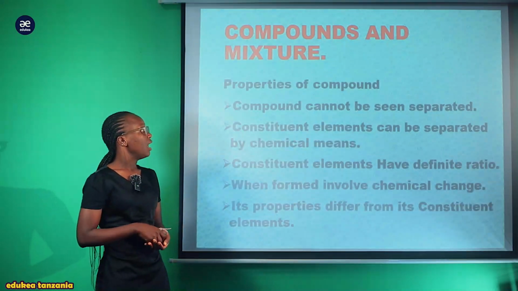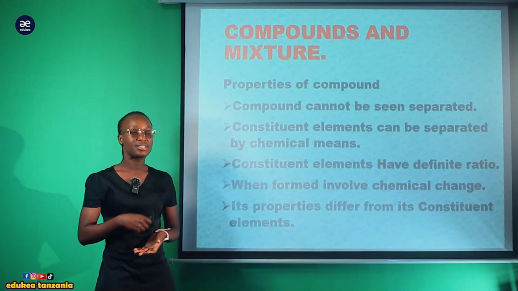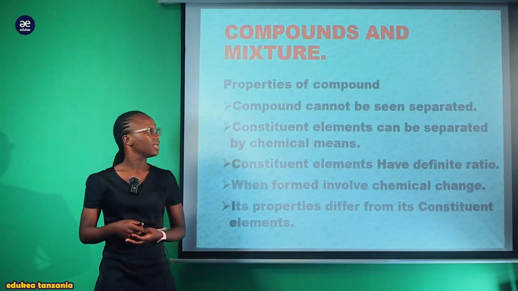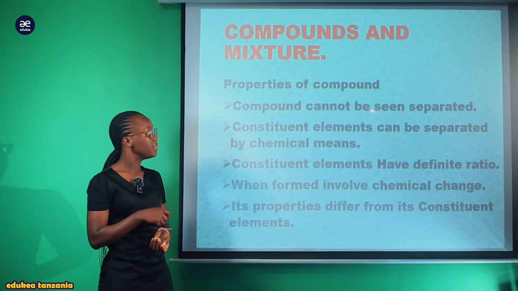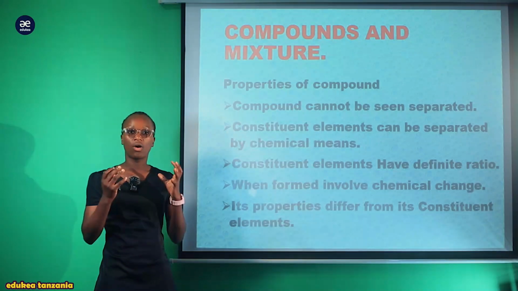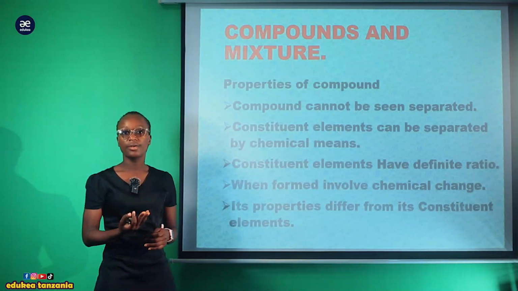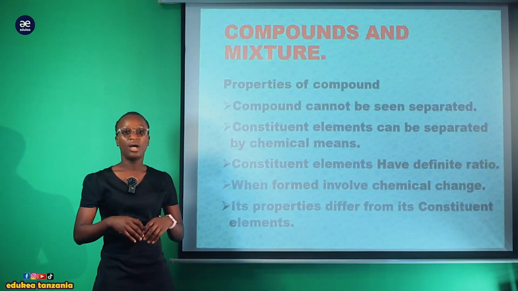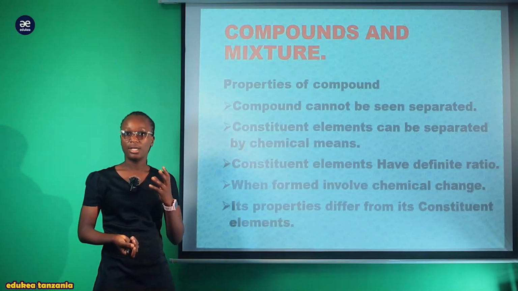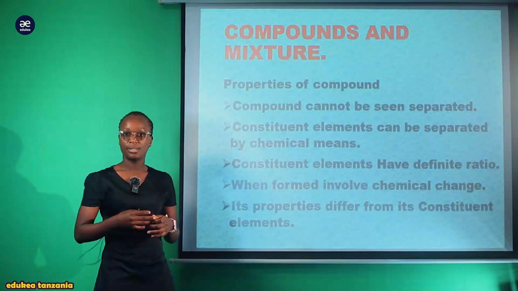Let us see the properties of compound. Sifa za compound. Compound zina sifa gani? The first is compound cannot be seen separated. Kwamba hatuwezi kuziona compound which are combined together as separate. We can't see the oxygen itself or hydrogen itself, but we can see them in a combination. For instance, we have carbon dioxide and the water compound, which cannot be seen separated from each other.